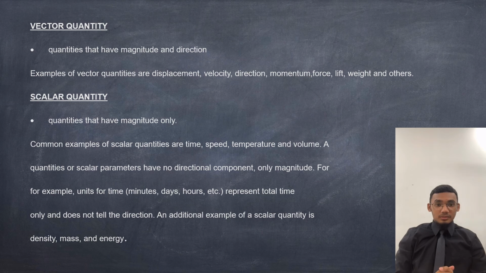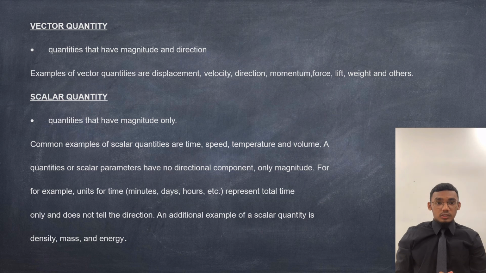Vector quantity: quantities that have magnitude and direction. Examples of vector quantities are displacement, velocity, momentum, force, weight, and others. Scalar quantity: quantities that have magnitude only. Common examples of scalar quantities are time, speed, temperature, and volume.